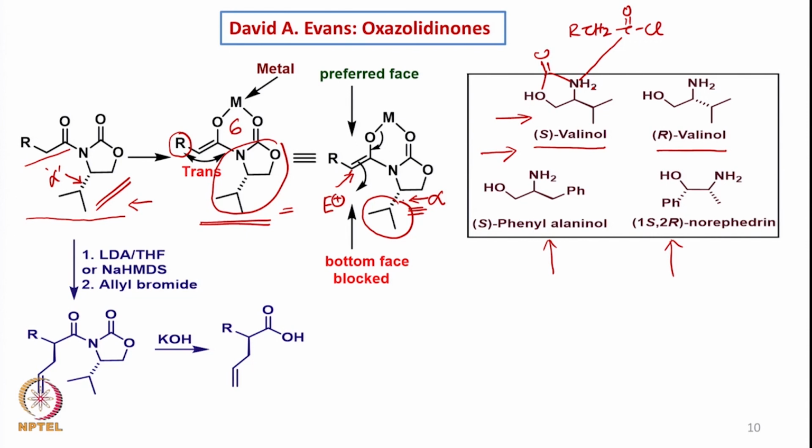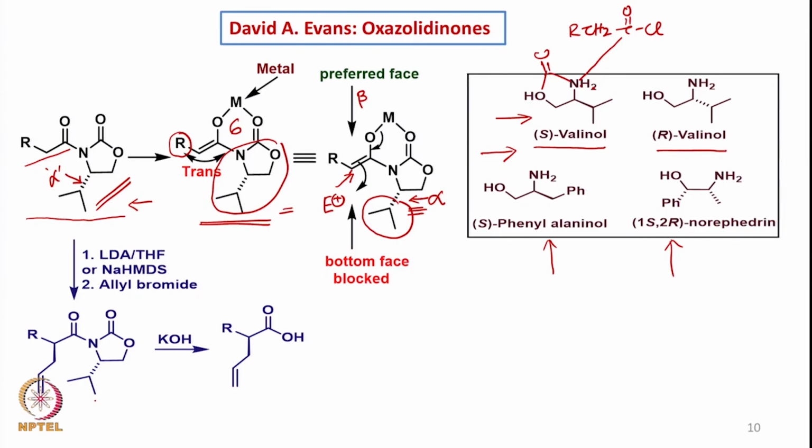Basically, it means that when the enolate is going to react with the electrophile, it would like to be oriented away from this particular large isopropyl group. Since the isopropyl group is alpha oriented, the attachment will take place from the beta side.